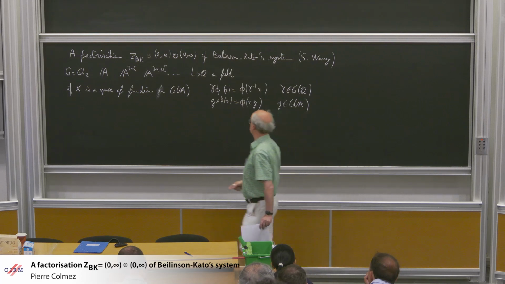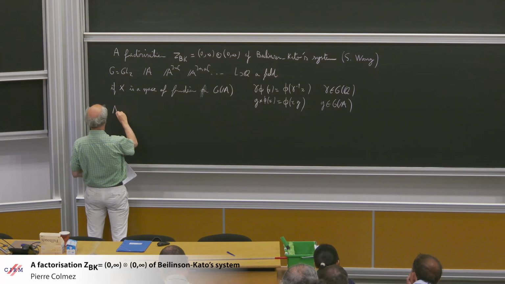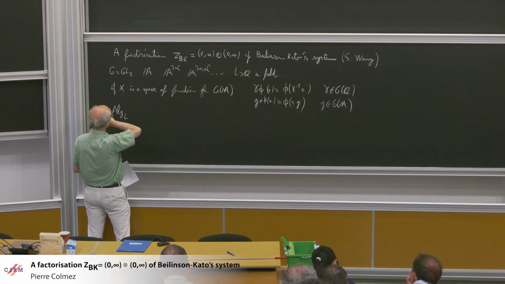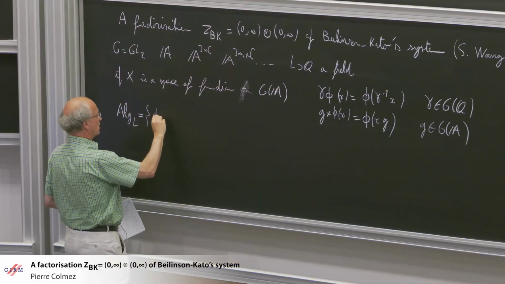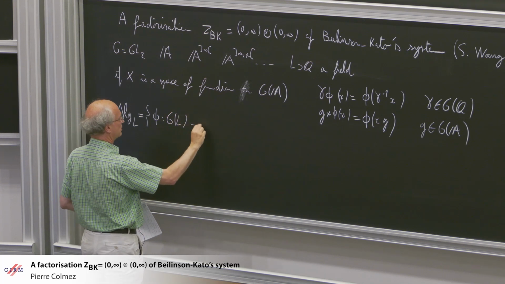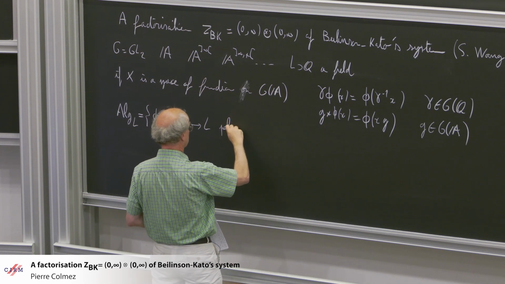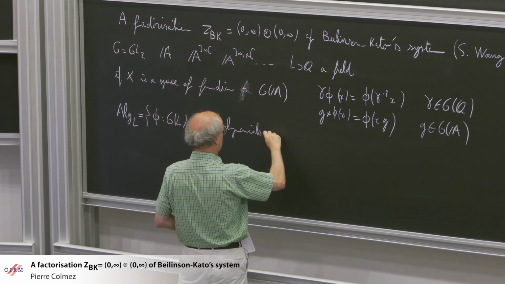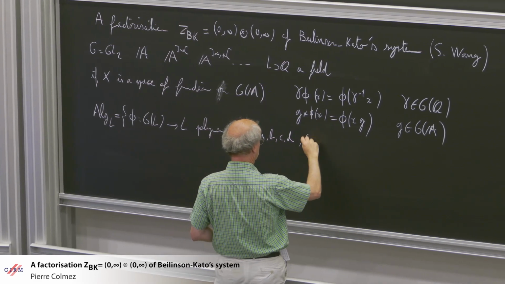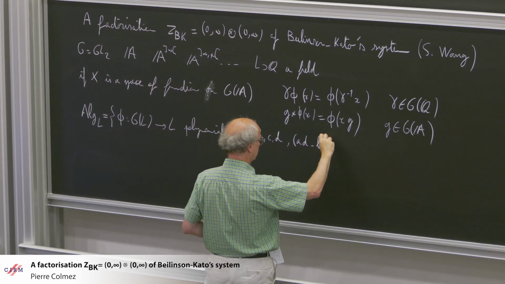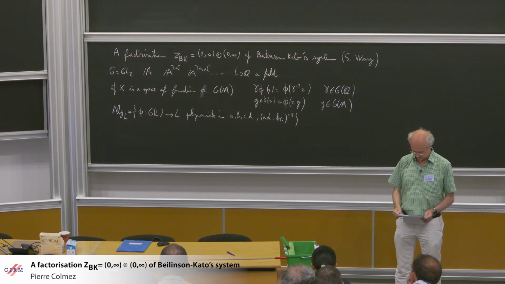And then I need examples of these spaces. So first, I define algebraic functions on G. So these are the functions from G of L to L which are algebraic, meaning that they are polynomials in the matrix entries A, B, C, D, and the determinant inverse. So they are regular functions if you view your group as an algebraic variety.